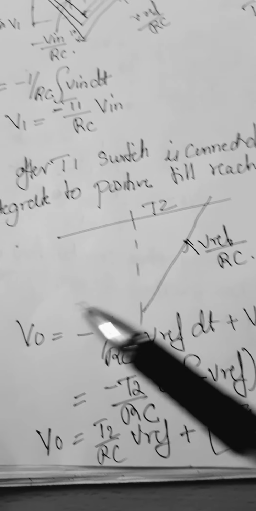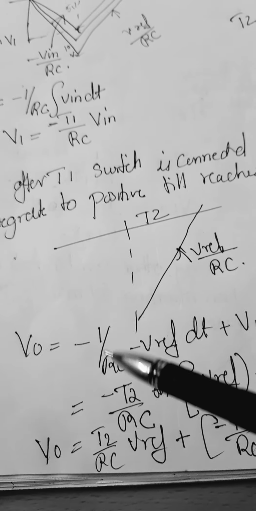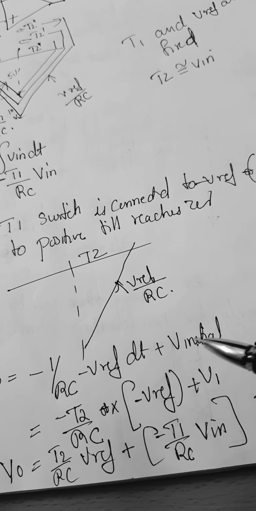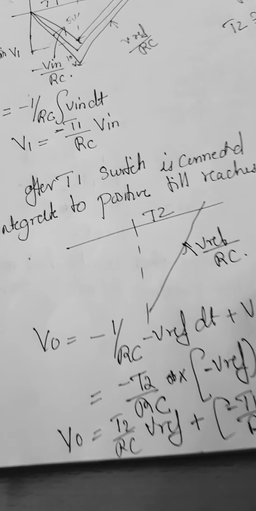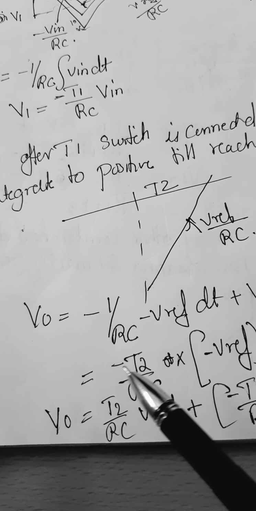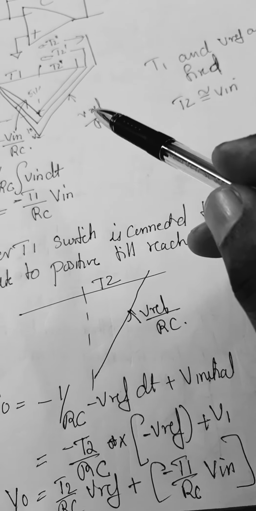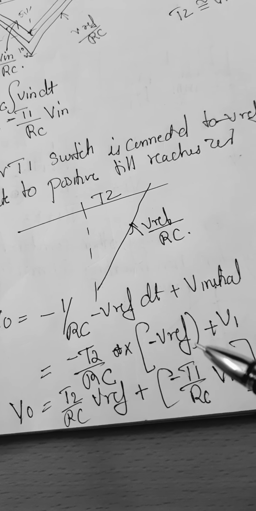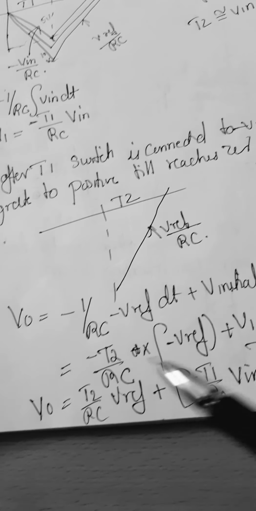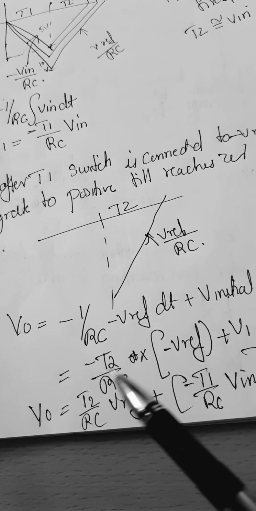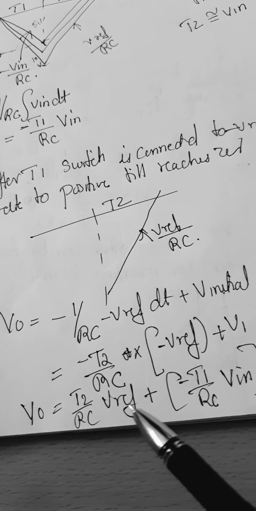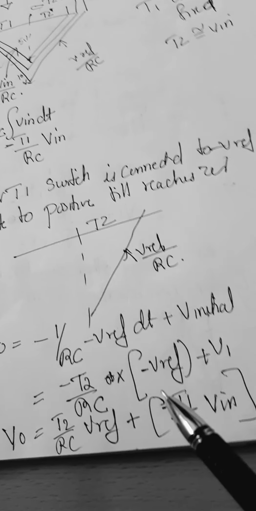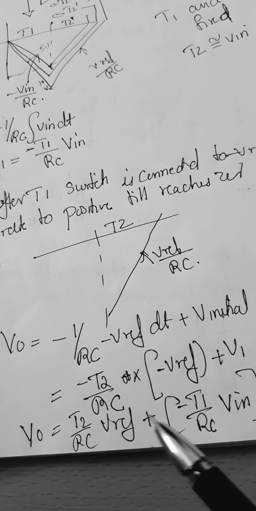At that time the output voltage is minus 1 by RC into minus V reference into dt plus V initial. So that is equal to minus T2 by RC into minus V reference plus V1. So V0 is equal to T2 by RC into V reference. V1, we already calculated as minus T1 by RC into Vn.